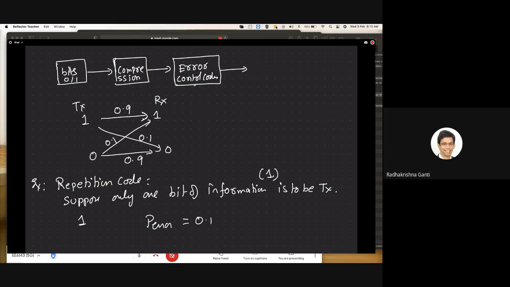Instead of that, I'm going to transmit 1 three times. If I have to transmit 1, I will transmit it 3 times. If I have to transmit 0, I will transmit it 3 times. At the receiver, I will use something called majority decoding. Essentially, I look at the number of ones I obtain. If the number of ones is more than 2, I declare it as 1. If the number of zeros is more than 2, I declare it as 0.